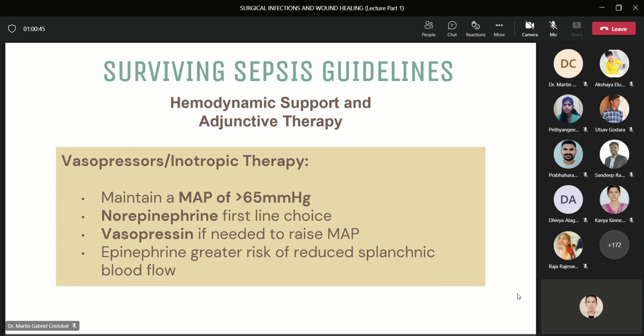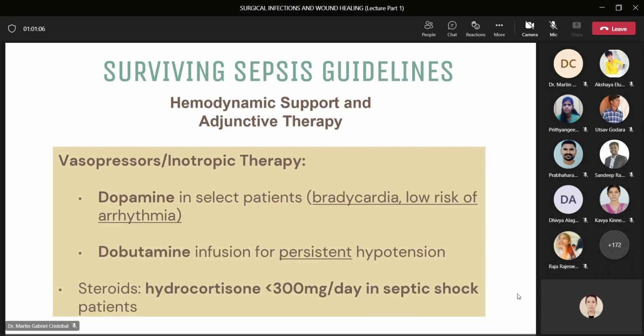Centrally administered norepinephrine is the first line choice. Vasopressin should be added if needed to raise the mean arterial pressure or to reduce norepinephrine requirement. Epinephrine is an alternative to vasopressin but has a greater risk of reduced splanchnic blood flow. Dopamine is an appropriate alternative only in select patients, such as patients with bradycardia or low risk of arrhythmia, and there is no role for low dose renal protection dopamine. Phenylephrine is not recommended, and insert an arterial catheter for patients requiring vasopressors to monitor the arterial blood pressure.